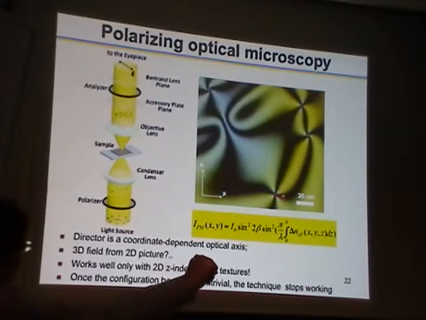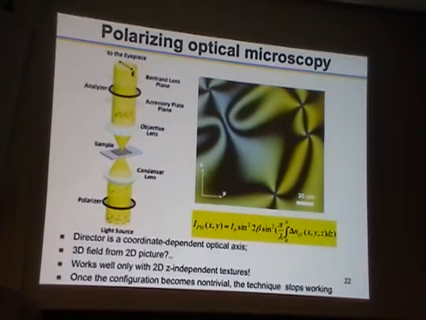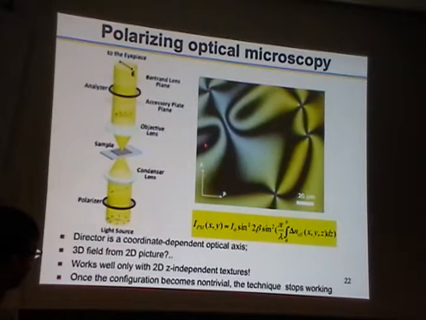Again, the defect lines themselves are perpendicular to the screen, right? There are those points at which the dark brushes meet. Now what is important to understand is that the texture in such samples is typically two-dimensional, right? And this is why we can use polarizing optical microscopy to reconstruct the director field.